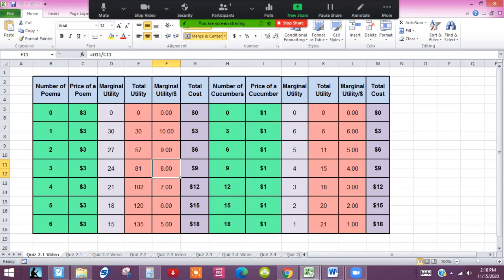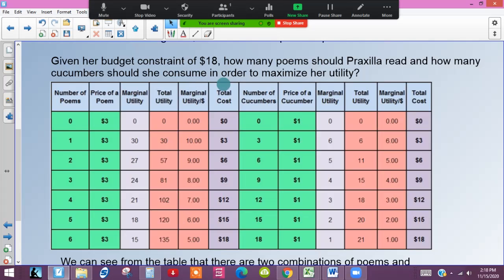Okay. Now, in the other part of the table over here, let me jump back to mine. Over here, we've got a table for cucumbers, which goes up by 3. So she can either consume 0, 3, 6, 9, 12, 15, or 18. And the price of one is $1. Oh, by the way, let me jump back over here.